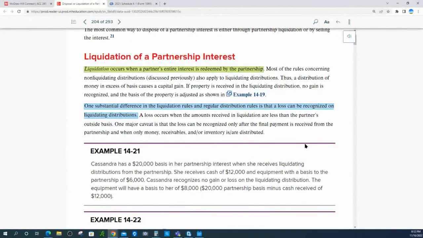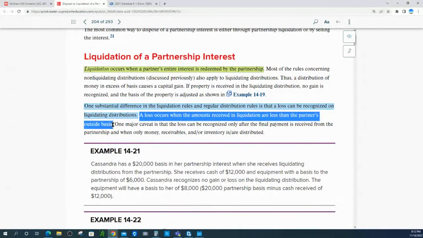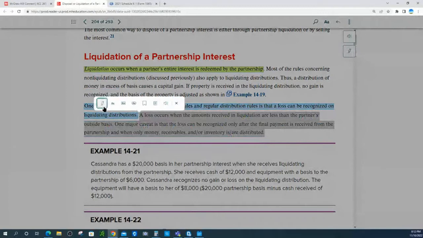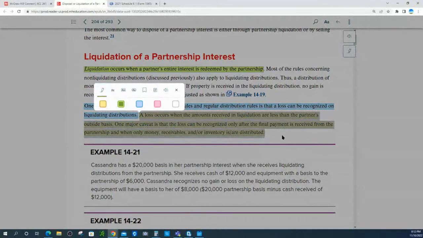When the amounts received in liquidation are less than the partner's outside basis, the loss can be recognized only after the final payment is received from the partnership, and only when money, receivables, and/or inventory are distributed. So not if property is distributed.